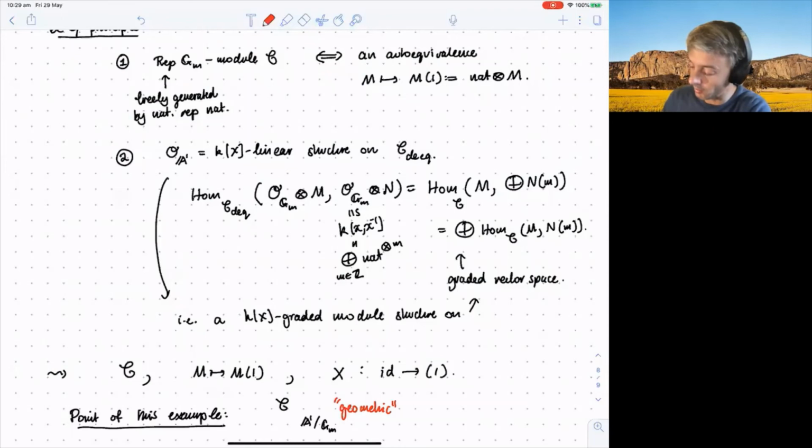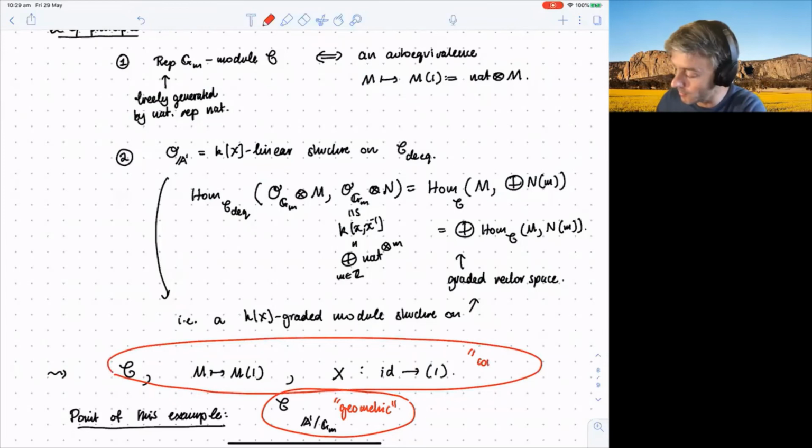Whereas this data here is somewhat combinatorial. And a repeated theme in the arguments in Arkhipov-Bezrukavnikov and also in Bezrukavnikov is to distill some coherent sheaf data into some reasonably combinatorial structures that can then be found on the side of constructible sheaves.